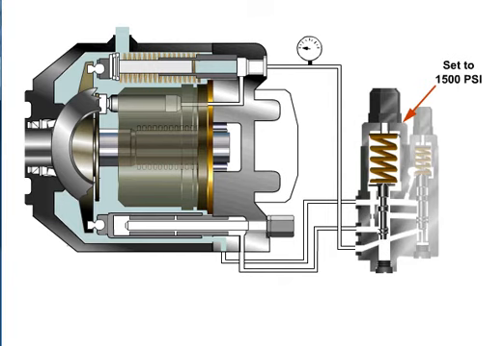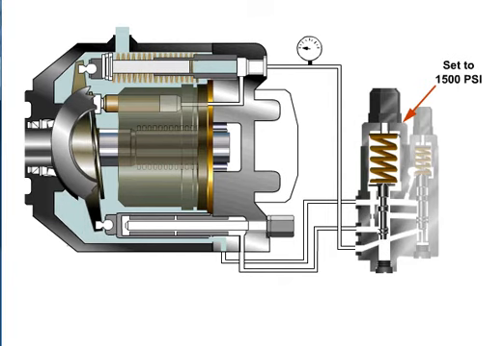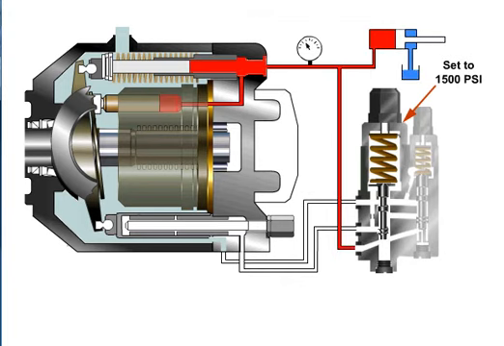As the pistons rotate around the shaft and follow the angle of the swash plate, they are pumping fluid out the outlet, which provides flow to move a component such as a cylinder. When the cylinder reaches the end of its stroke, pressure rises at the outlet of the pump as the fluid's flow path is blocked.